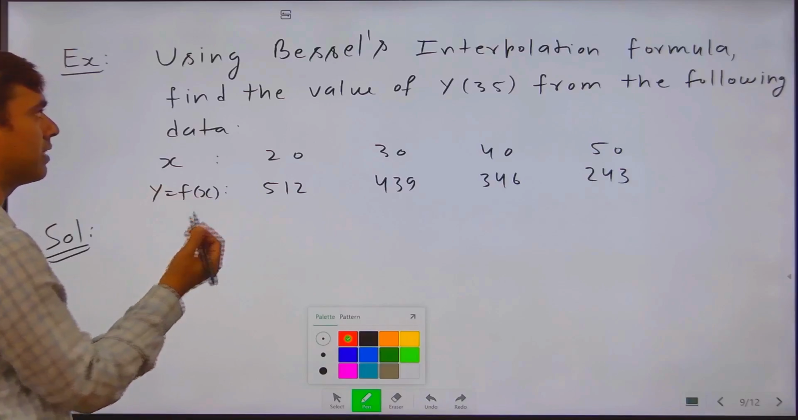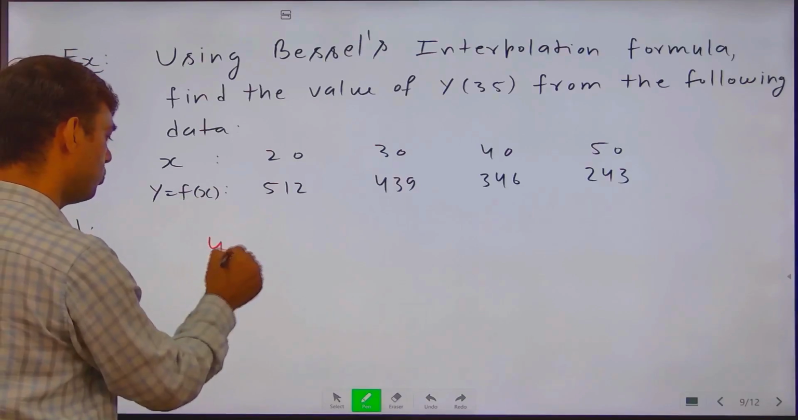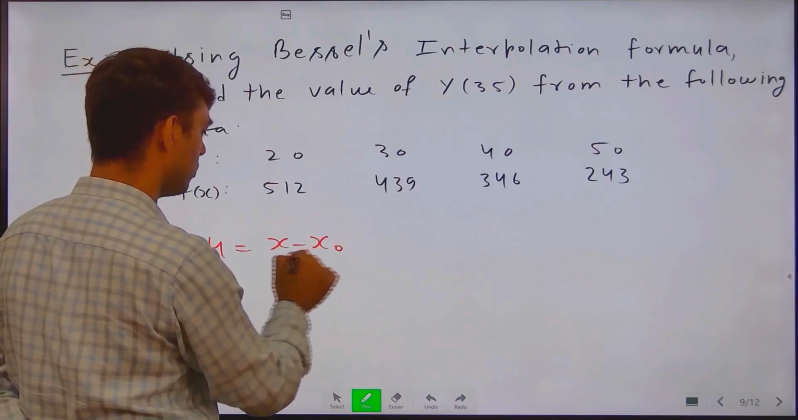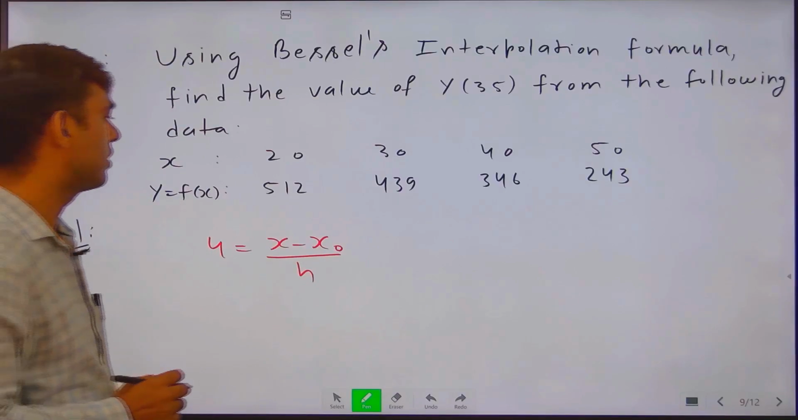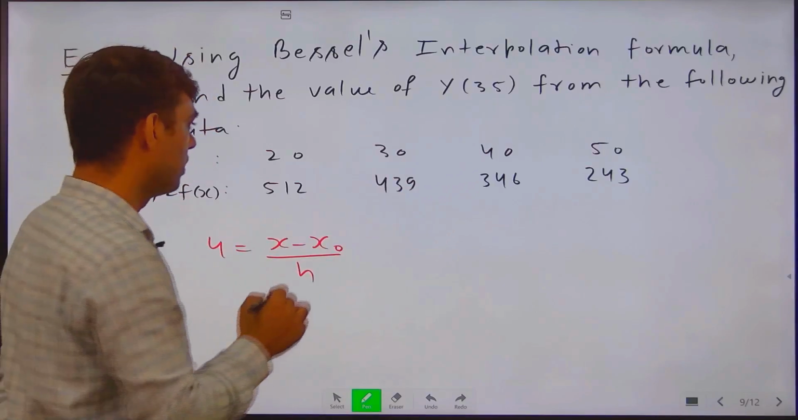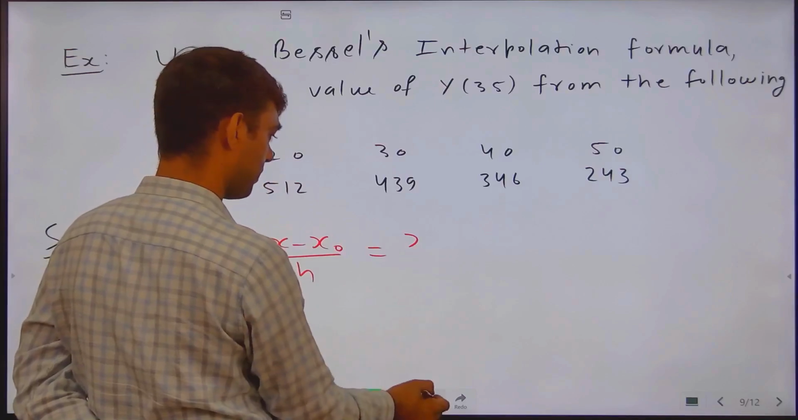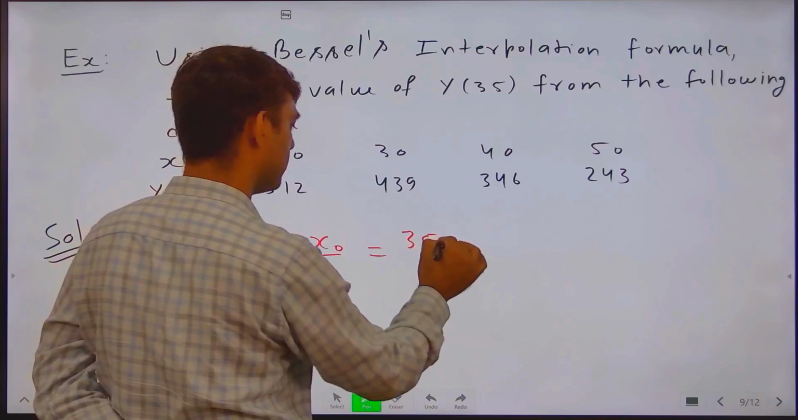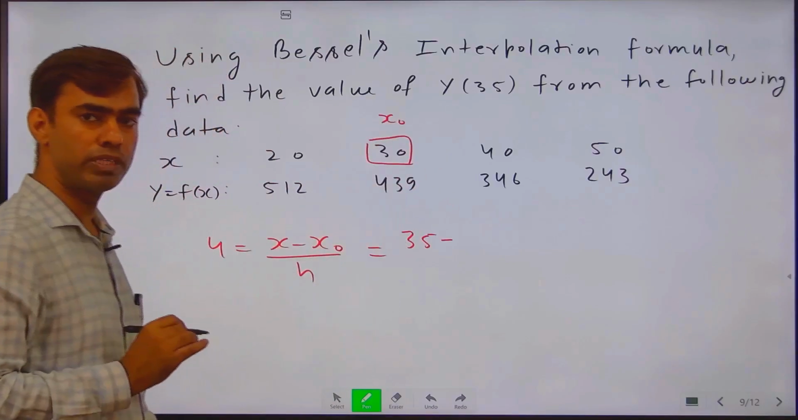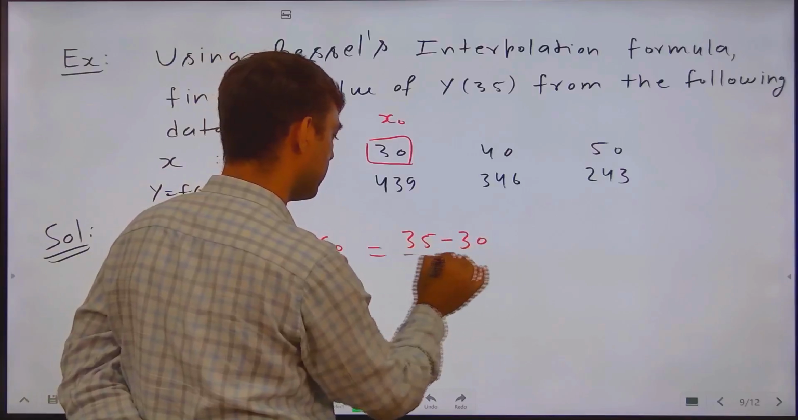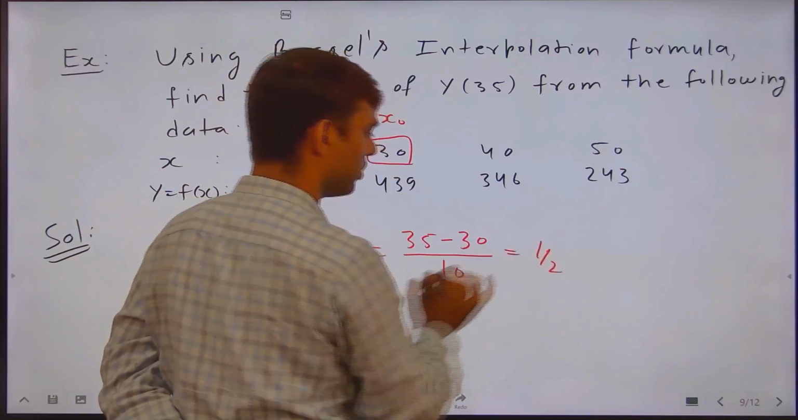First we write Bessel's interpolation formula. Before writing it, we try to find the value of u. u equals x minus x0 upon h. Here x is 35, and if we choose x0 as 30, then 35 minus 30 divided by the difference between the data points, which is 10, gives 1/2. So u becomes 1/2.